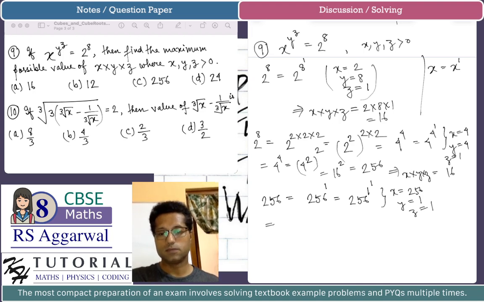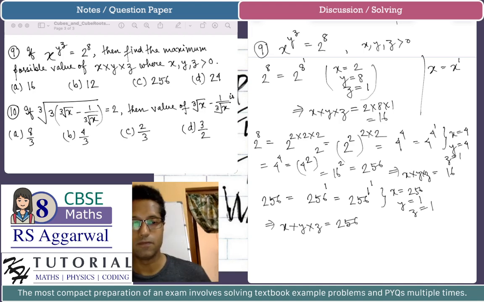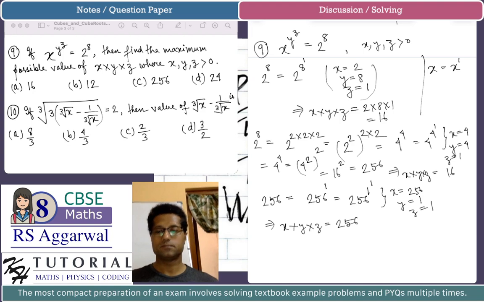So this implies x multiplied by y multiplied by z equals 256. So I think 256 is the maximum value of x, y, z. So the correct choice is C.